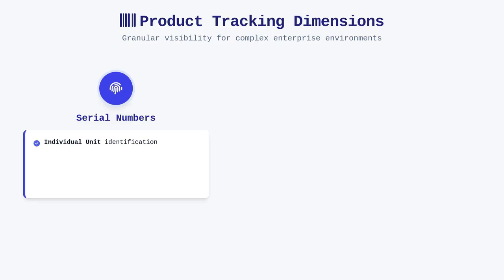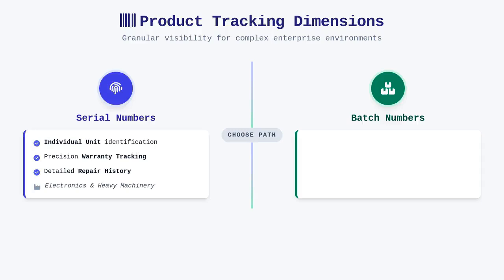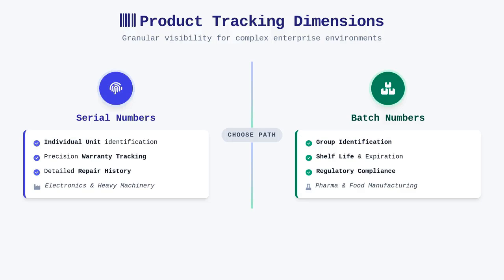Tracking dimensions provide the granular visibility necessary for complex enterprise environments. When configuring a product, you must decide how the system should track that item at a physical level. Serial numbers allow for the precise identification of individual units, which is standard practice in industries like electronics or heavy machinery, where warranty and repair history are paramount. Batch numbers, conversely, are indispensable for industries such as pharmaceuticals or food manufacturing, where shelf life and regulatory compliance necessitate the ability to trace products back to their origin.